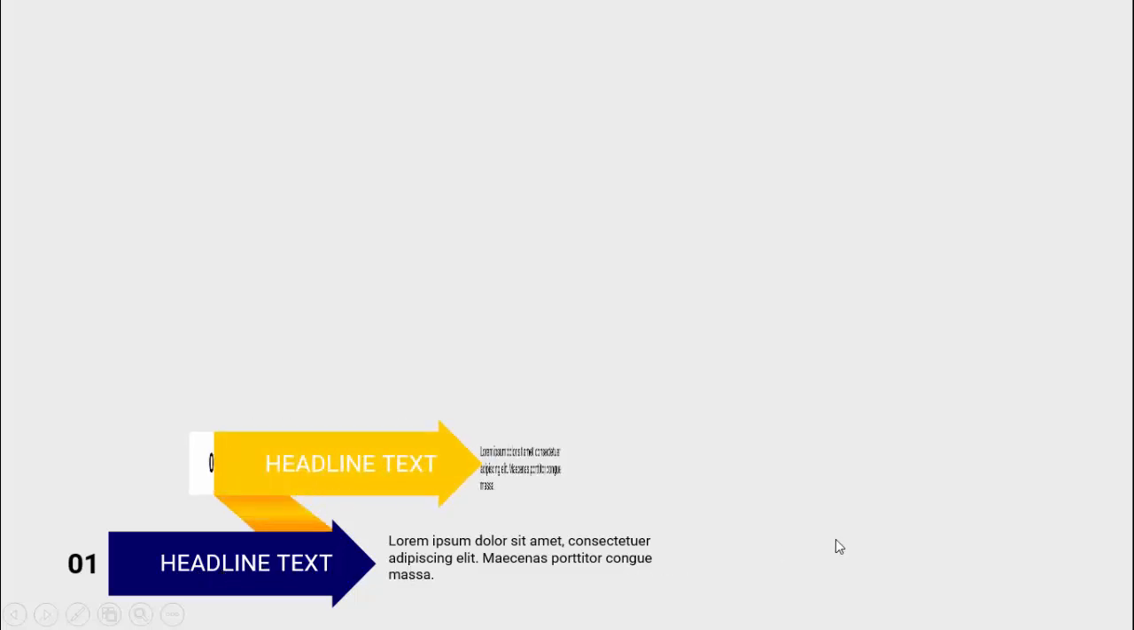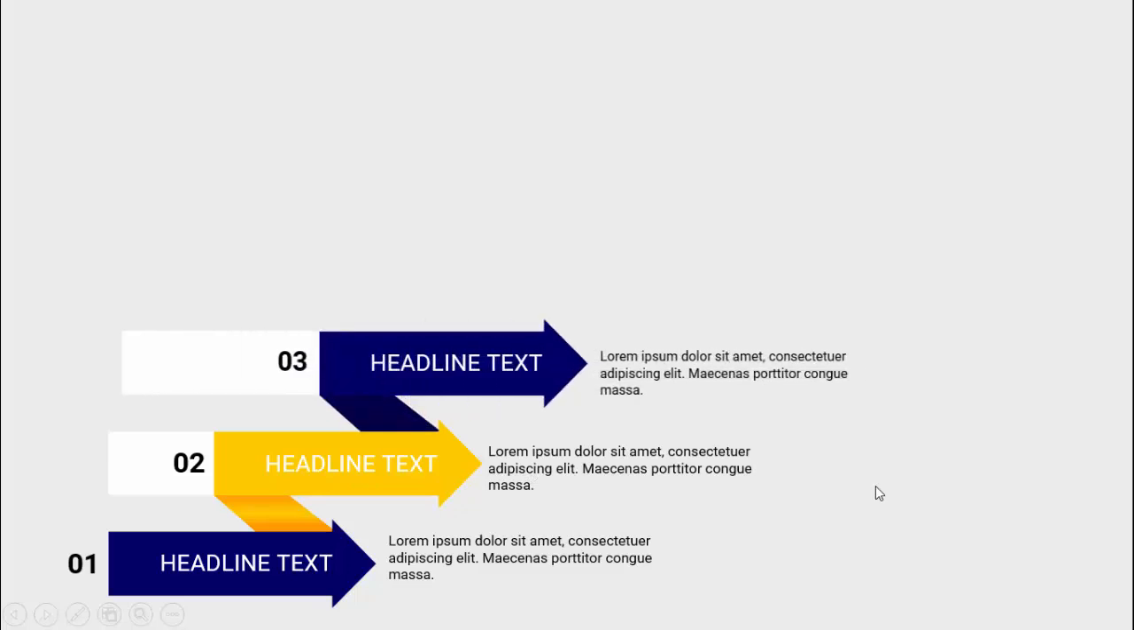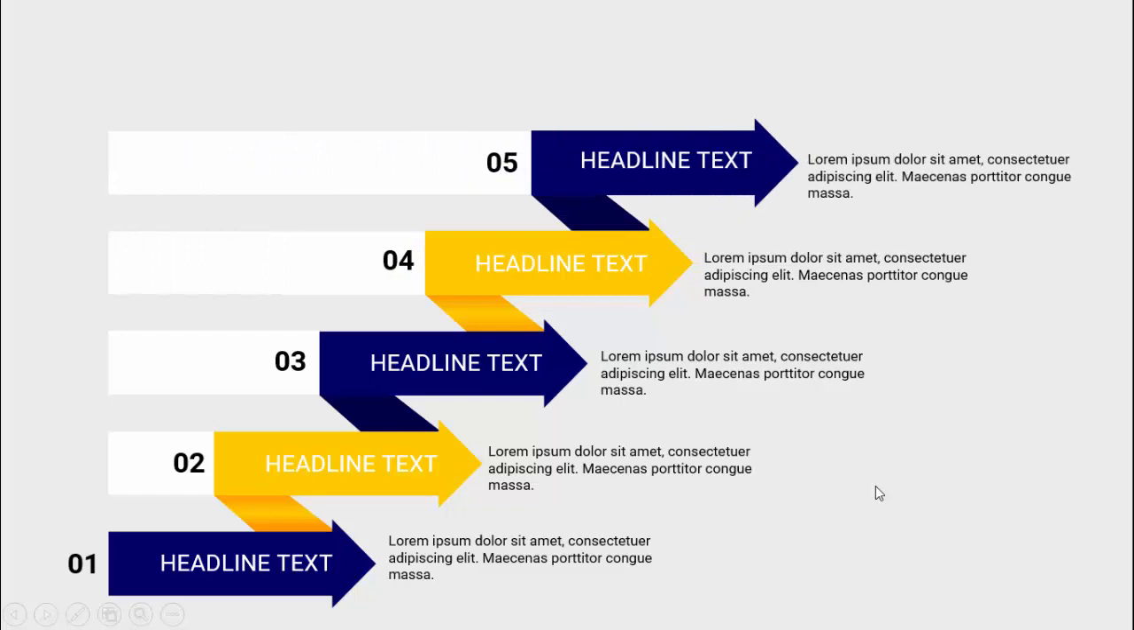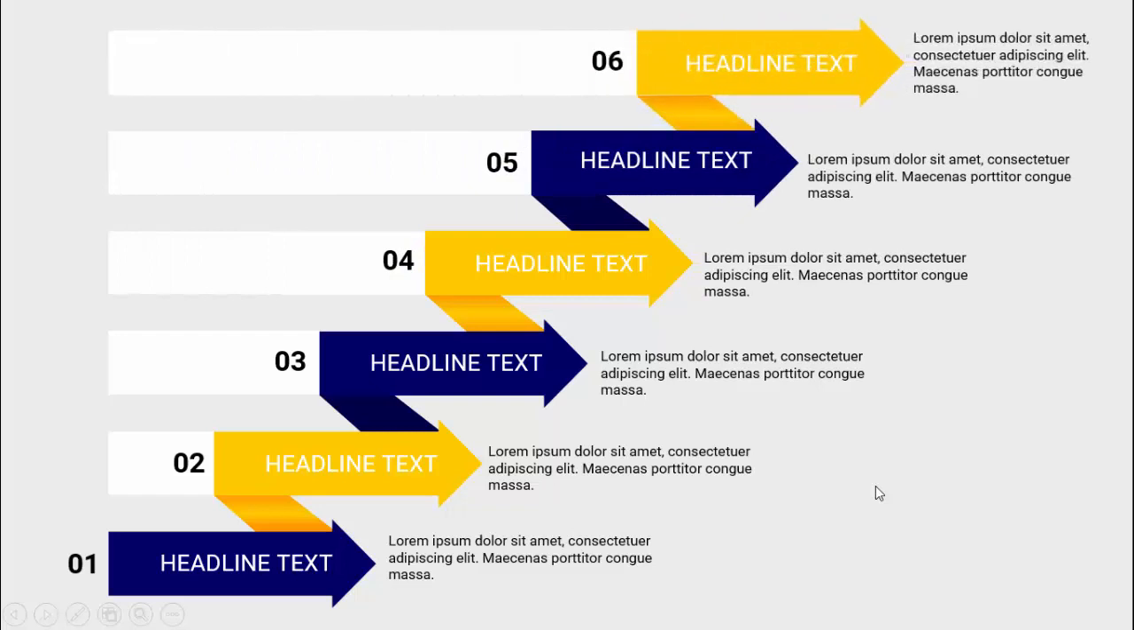When I click, it will show me, with a different color, the second arrow option. Option number 2, the headline text and some detailed text. Then the third, fourth, fifth, and the last one, option 6. So likewise, we can create different colors or different sizes, or you can increase or decrease these options as well.